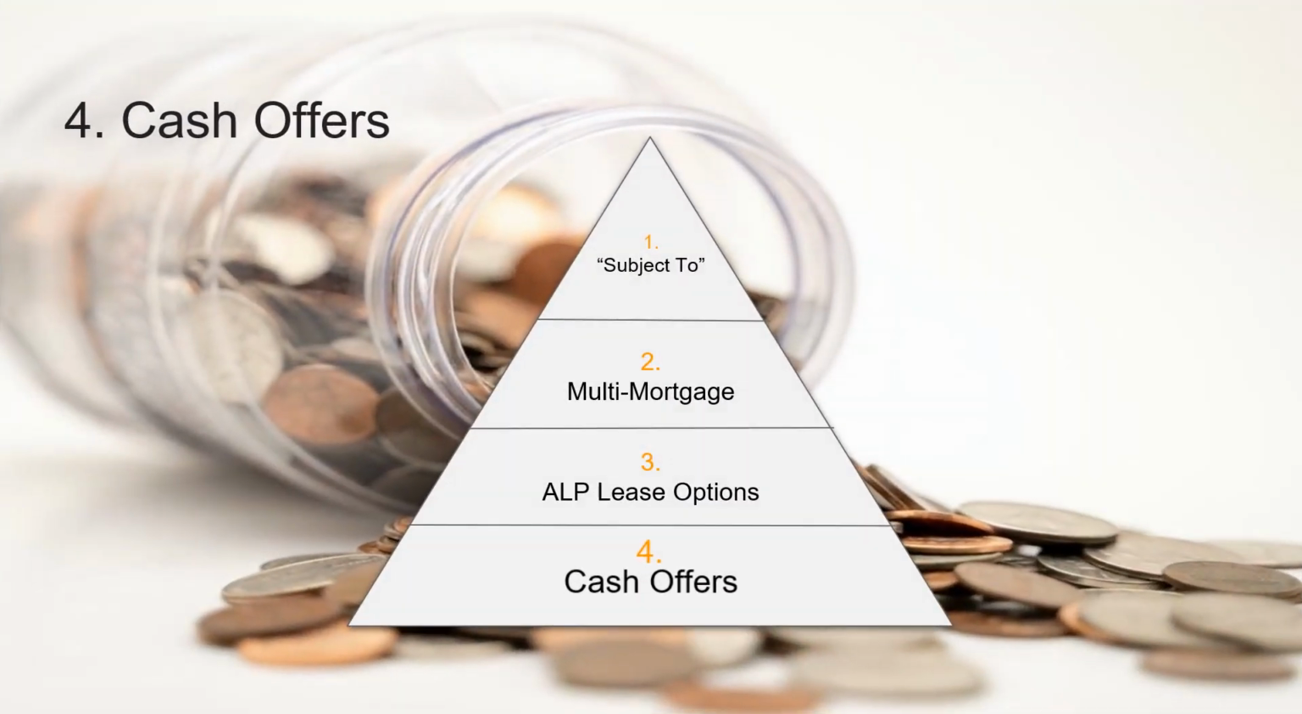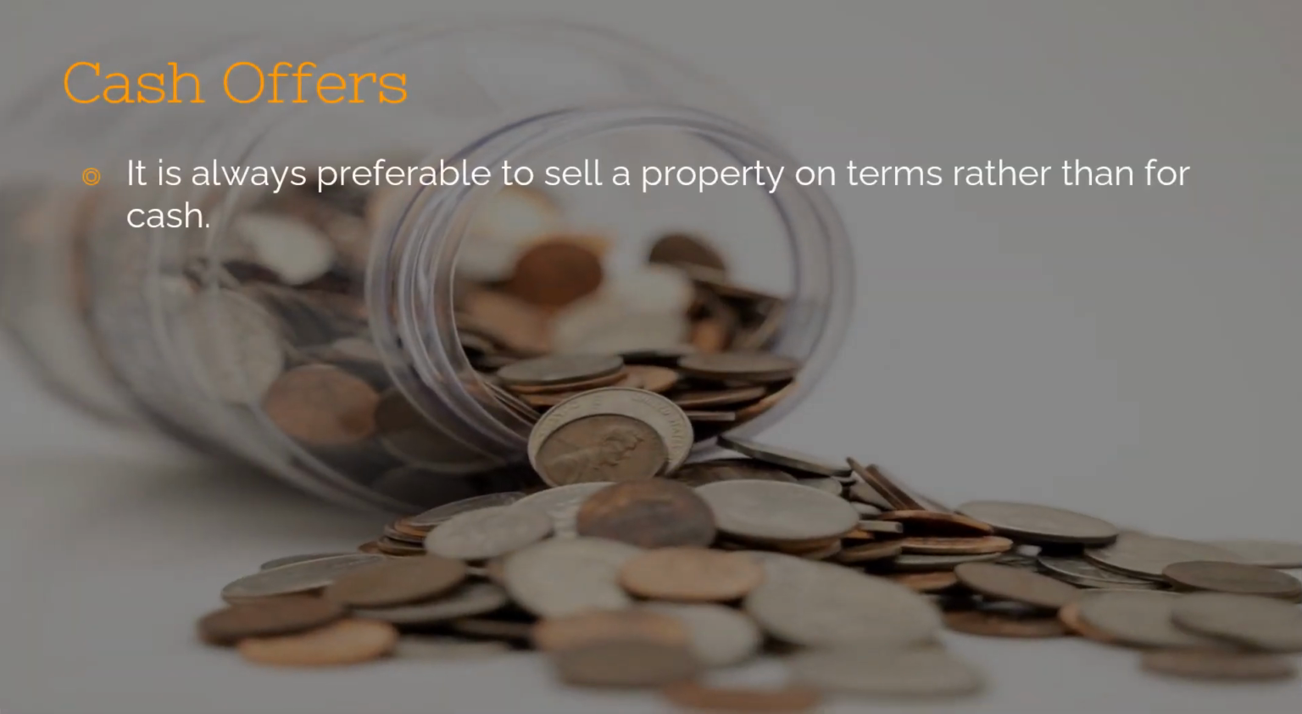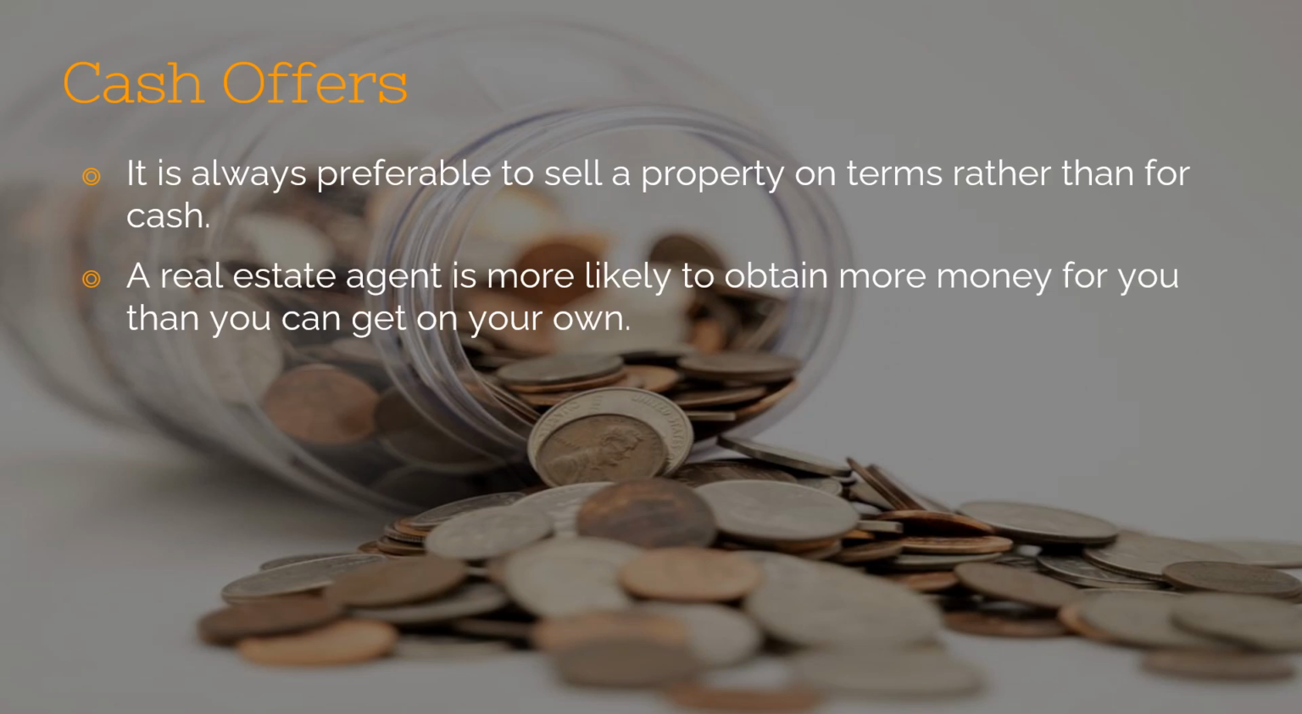The fourth in the hierarchy is the cash offers, the assignable cash offer. It's always preferable to sell a property on terms rather than cash. If you want to sell a property for money or total market value, you should work with a real estate agent or learn how to sell effectively and with high profit margins like we teach. A real estate agent is more likely to obtain more money than you can get on your own if you don't know how to sell a property.